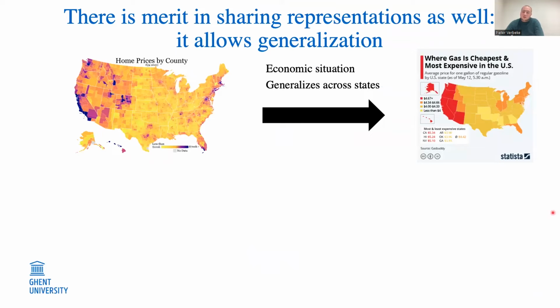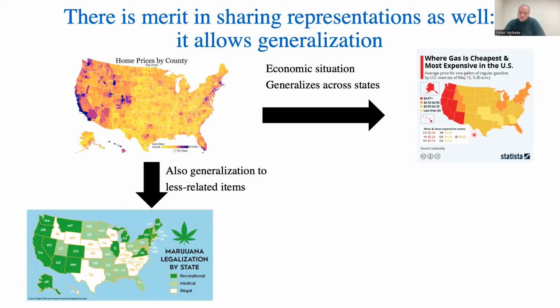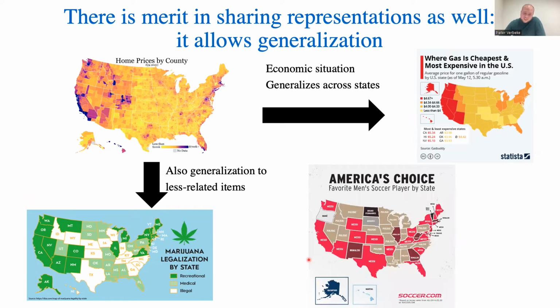And this might, of course, be because there is also merit in sharing representations across tasks or environments, because that allows for generalization. When we look at the world that we live in, there is a clear structure with differences and commonalities across contexts. In this map, we see that home prices are considerably higher along the coast of the USA. And this finding seems to generalize to, for example, gas prices, which are also higher along the coast. I do not know the underlying reason, but when looking at these maps on Google, I saw that the structure even generalizes to much less related items, such as marijuana legalization, and apparently even the favorite soccer player. I cannot say what specifically, but there is clearly a shared latent factor between USA coast states that is not shared with mid-USA states.